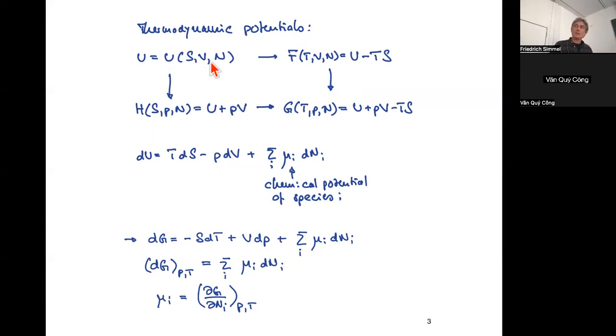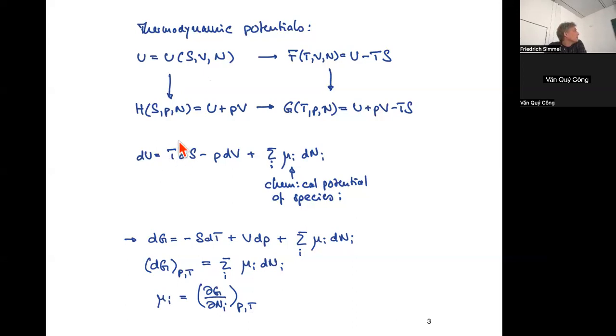energy are S, V, and N, because these are extensive quantities. So when you double the size of your system, then you get twice the volume, twice the entropy, twice the number of particles, and so on. You know what I mean? So the other parameters are these intensive quantities that do not change when you change the system size, and that's something like pressure, for example, or temperature.